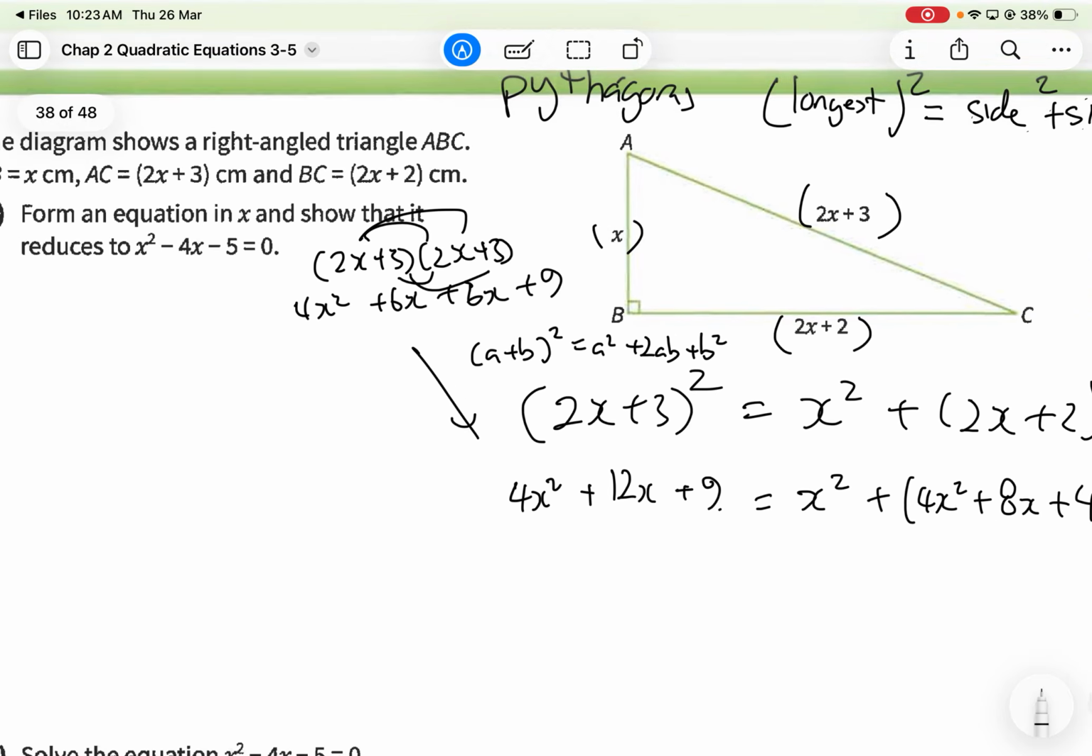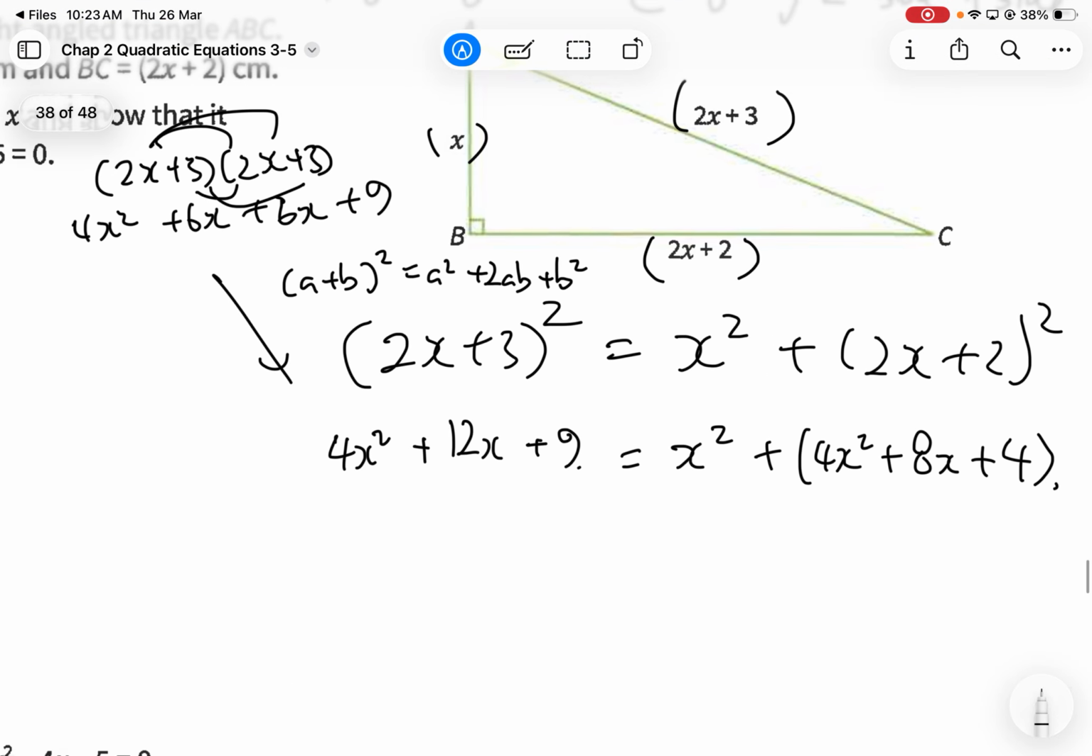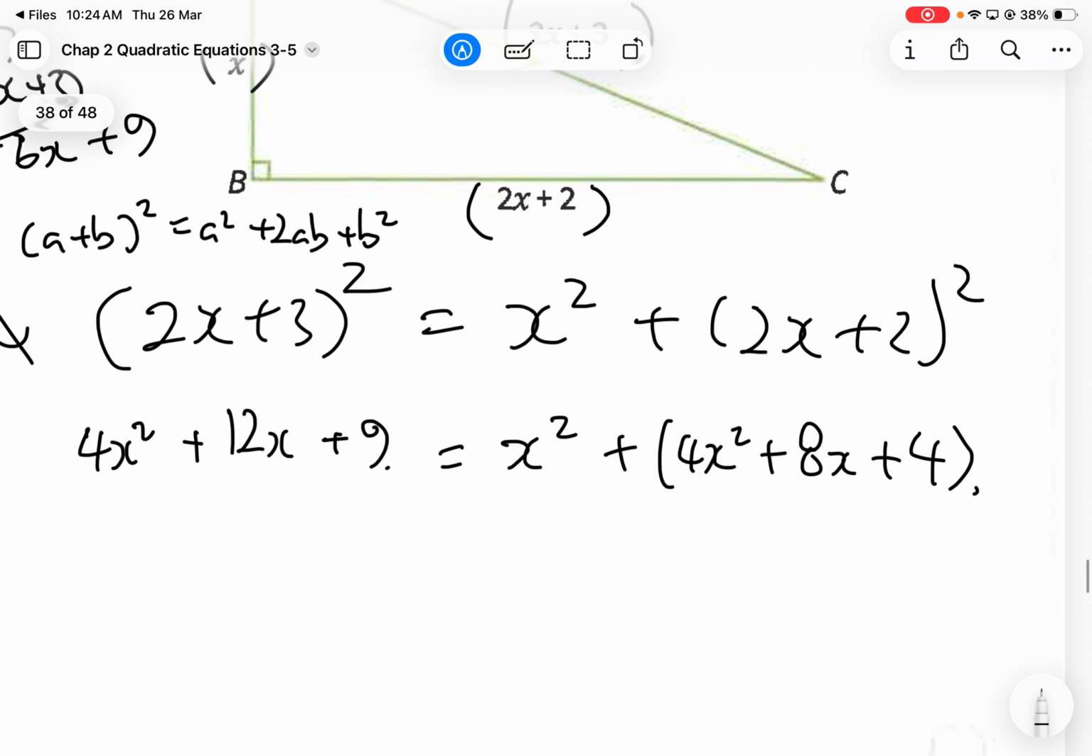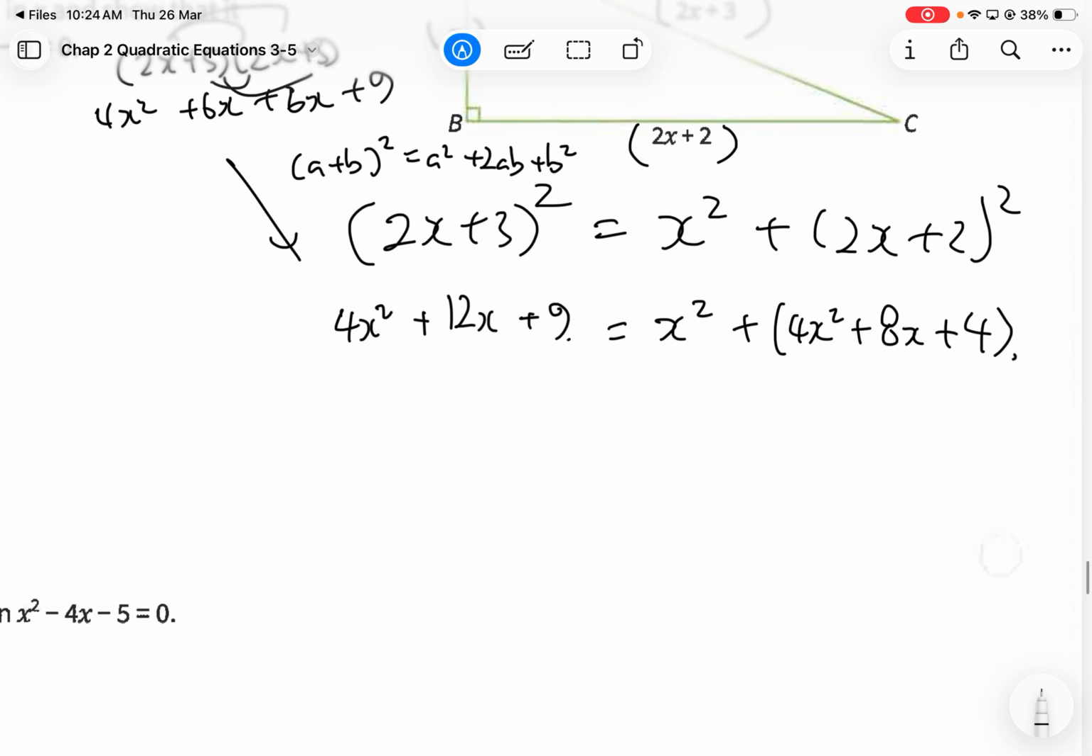Okay, then you will have to simplify. What they have is everything on one side becomes 0. So you will also want to move everything and simplify them.